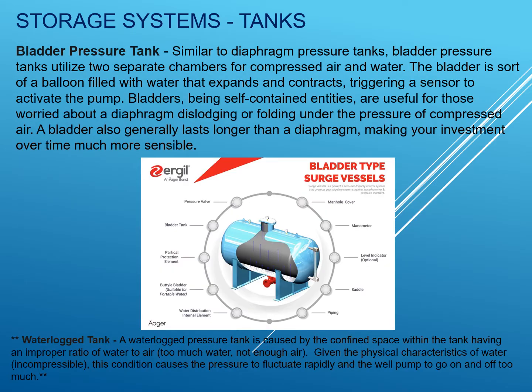Another variation is what is called the bladder pressure tank. This type of tank is used for bigger water storage. If you look at the text down below which says waterlogged tank, it means a waterlogged pressure tank is caused by the confined space within the tank having an improper ratio of water to air. Too much water, not enough air. Given the physical characteristics of water, this condition causes the pressure to fluctuate rapidly and the well pump to go on and off too much. So meaning to say, if you have a pump that is turning on and off erratically, your tank is now what is called a waterlogged tank.